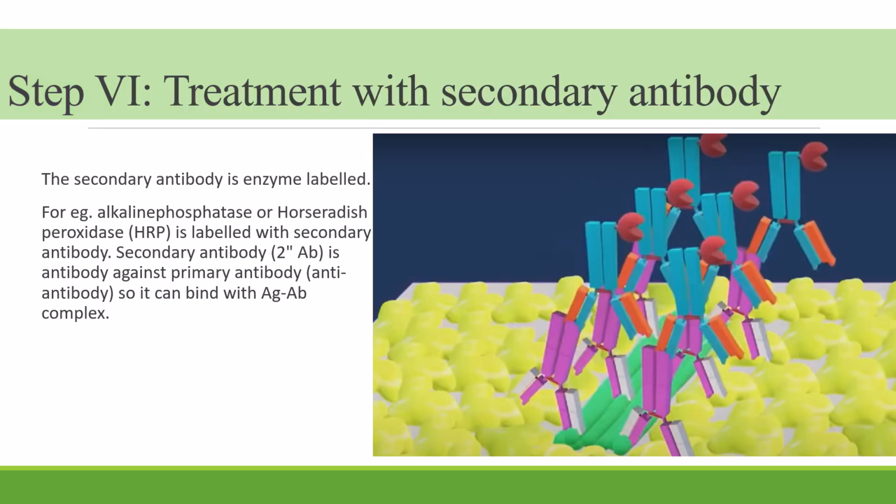After primary antibody incubation, there will be secondary antibody incubation. The secondary antibody will be directed against the primary antibody. That primary antibody will bind with the secondary antibody, and that secondary antibody is labeled with an enzyme. The enzyme could be anything. For example, here it is HRP. HRP is very popular, that is horseradish peroxidase.